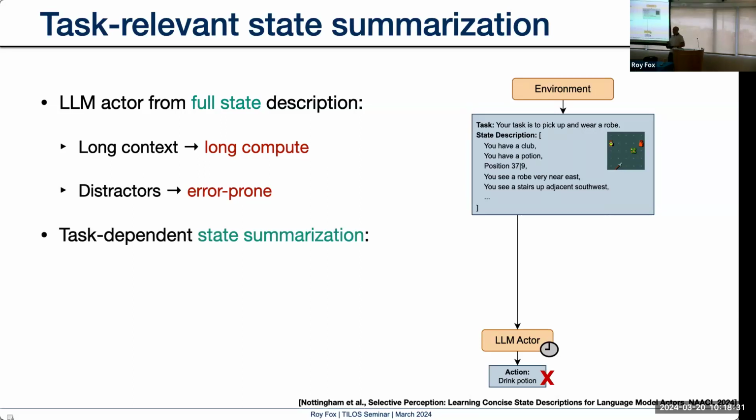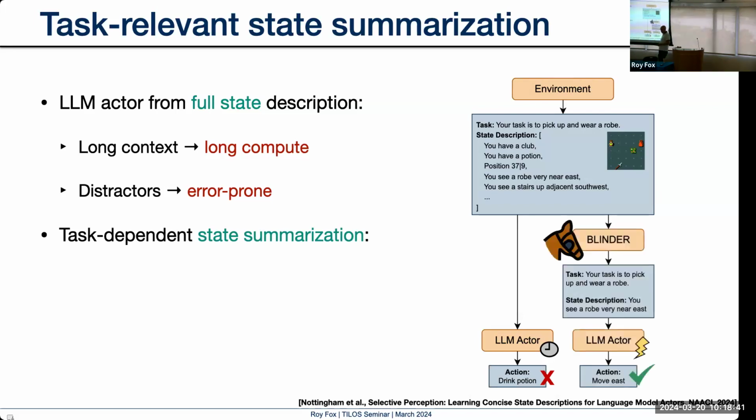So we want to do task-dependent state summarization, right? We want to summarize the state in light of the task, so that we highlight those features of the state that are most relevant for the task. So we call this Blinder. It has some acronym in mind, but it's sort of a blinder on the agent that says, well, your task is to pick up the robe, and the state description is you see a robe very near.